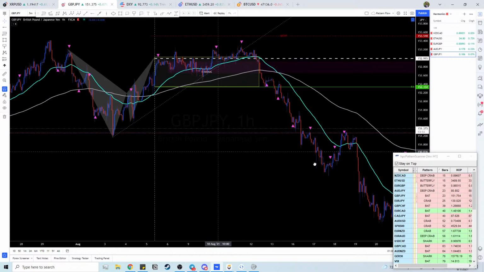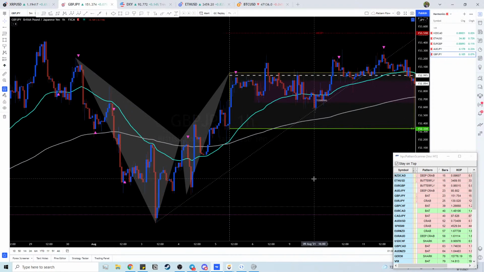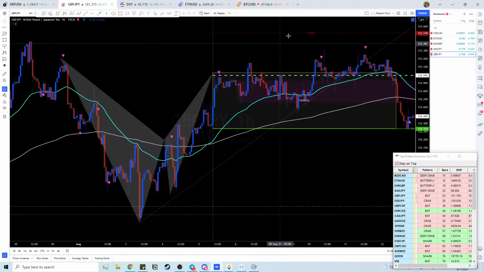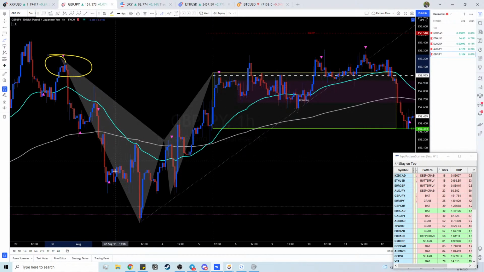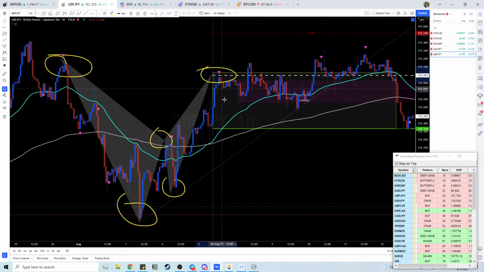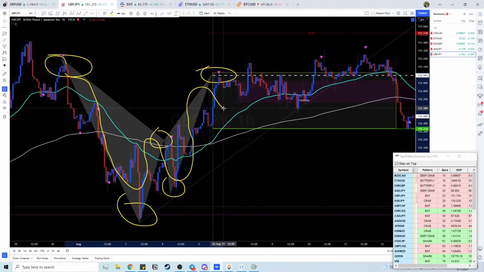So here's an old pattern, pretty much. This is like a bat, and you have 5 points. Let me change the color of this. You got point 1, right? 2, 3, 4, 5. And after this 5th point, the market makes a wave. And after this certain wave, you can make calculations to see where the market would go.